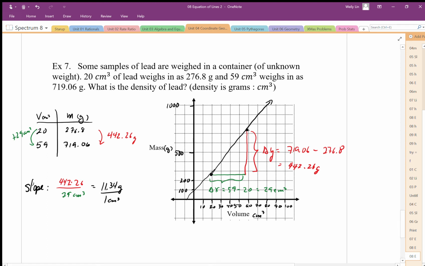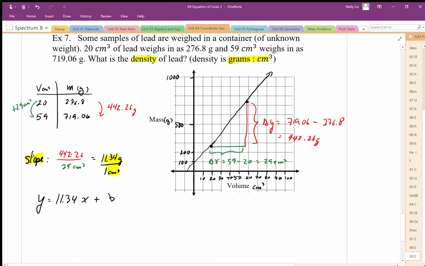The density is going to be the slope, so I'm just going to highlight that. Density is grams per centimeters cubed, so that's going to be my slope, right there. It doesn't ask for it, but let's figure out the equation of this line, this relationship. We know the mass is equal to 11.34 grams per centimeters cubed times the number of centimeters cubed plus b. So b represents the y-intercept, or the constant in this problem, the mass when there's no lead. That's going to be our container mass.